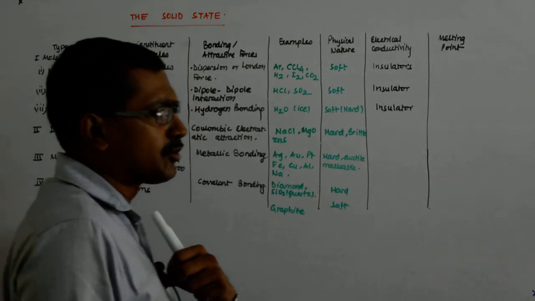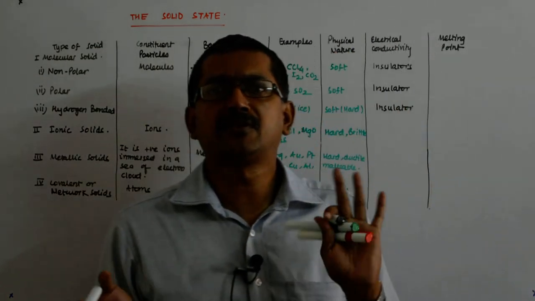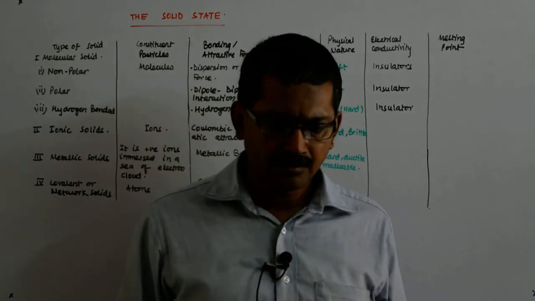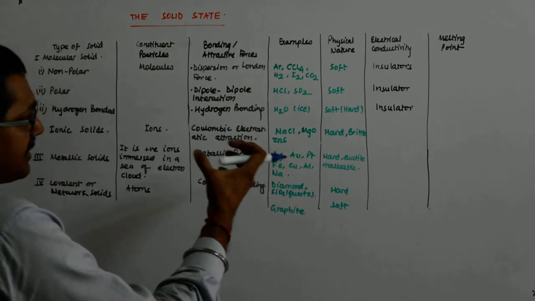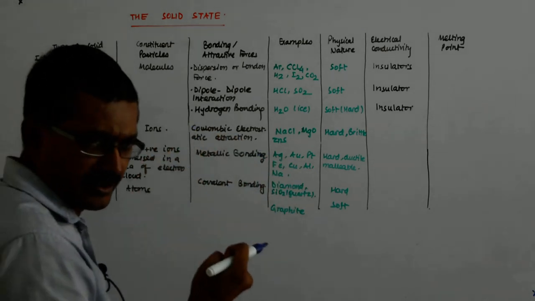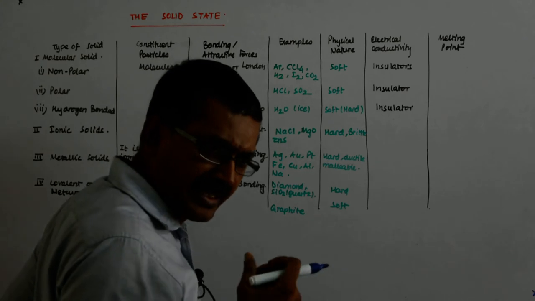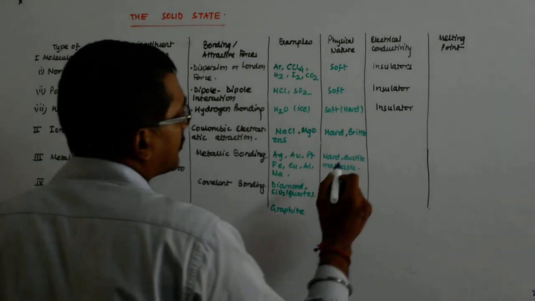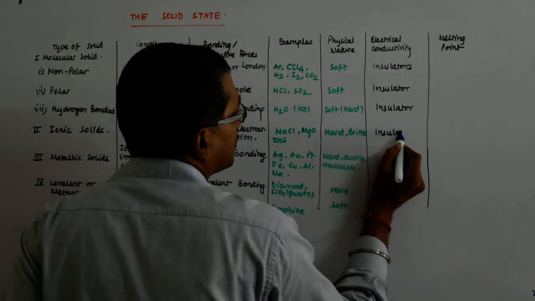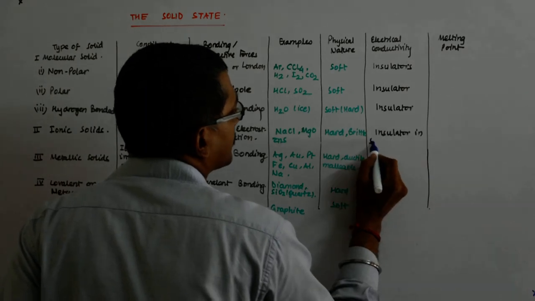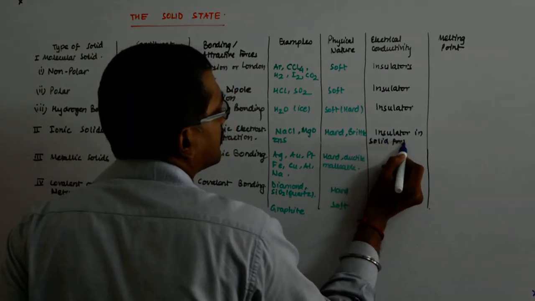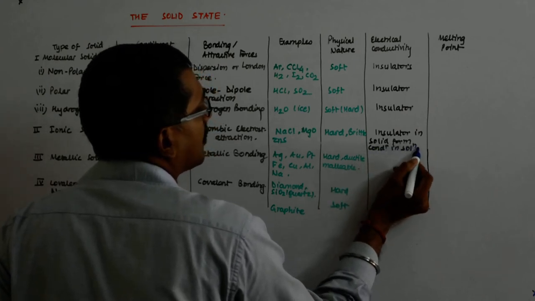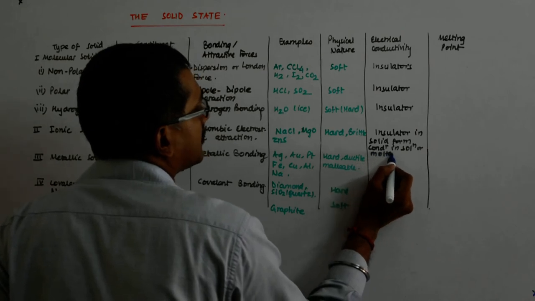The ionic solids also, whatever give and take they had to do, they have done between the two of them or three of them, and they have already formed ions. Once Cl is gripping those electrons, it is not ready to let go of it. And once Na has given an electron, it is simply not in its control. Fine? So that is also an insulator. It has to be an insulator. But in solid form. It is a conductor in solution or molten form.